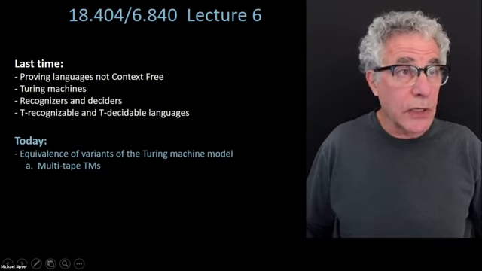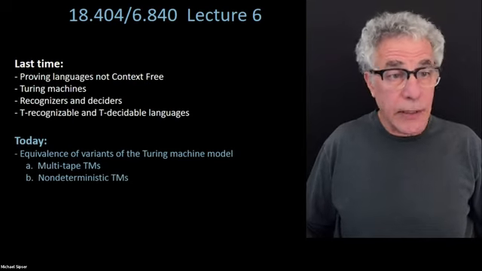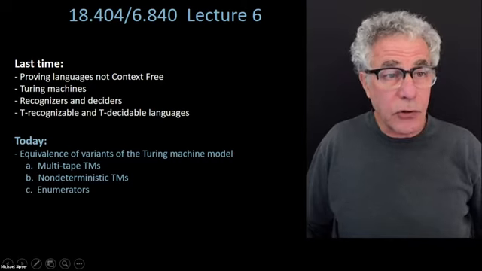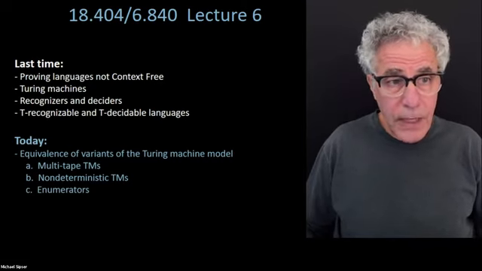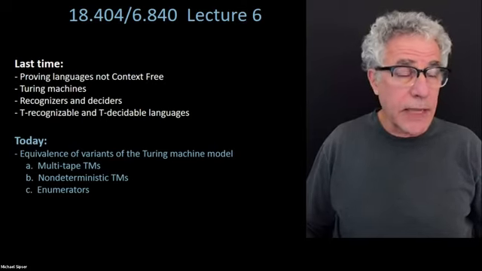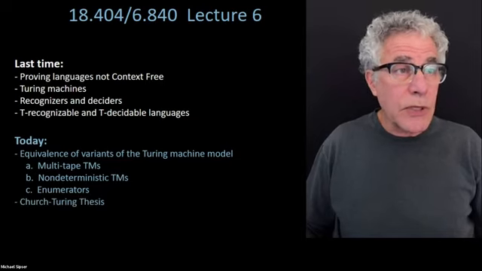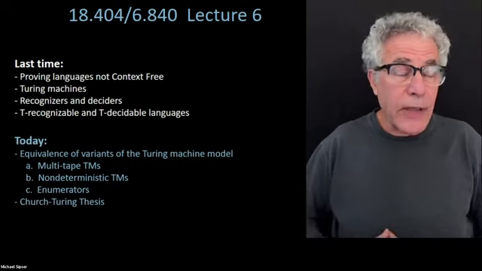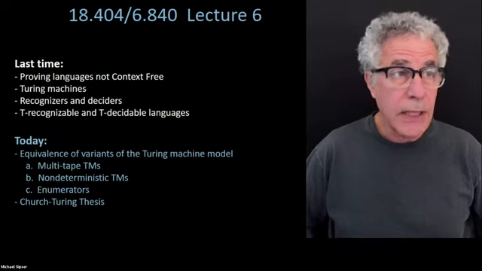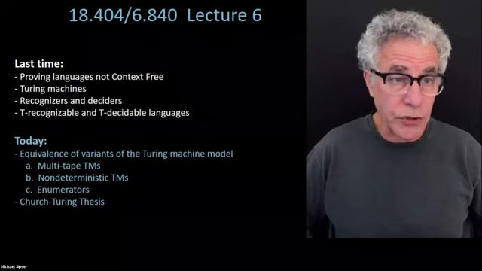But we're going to basically justify that by looking at some of these other models and proving equivalence. So we'll look at multi-tape Turing machines, we'll look at non-deterministic Turing machines, and we'll look at another model which is slightly different, but is still based on Turing machines, called an enumerator. And we'll show that those all, in the end, give you the same class of languages, and so in that sense, they're all equivalent to one another. And that's going to serve as a motivator, in a sense, to recapitulate some of the history of the subject, and is going to lead to our discussion of what's called the Church-Turing thesis.